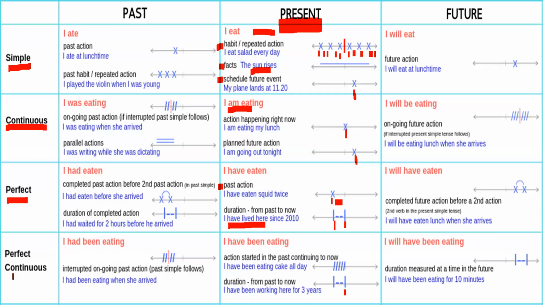Present perfect continuous. It's an action started in the past, continuing to now. Started in the past, continuing till now, it's continuous. And the duration from past to now, like I have been working here for 3 years. That means I started my job 3 years ago, and I'm still working till now. This is the present perfect continuous.